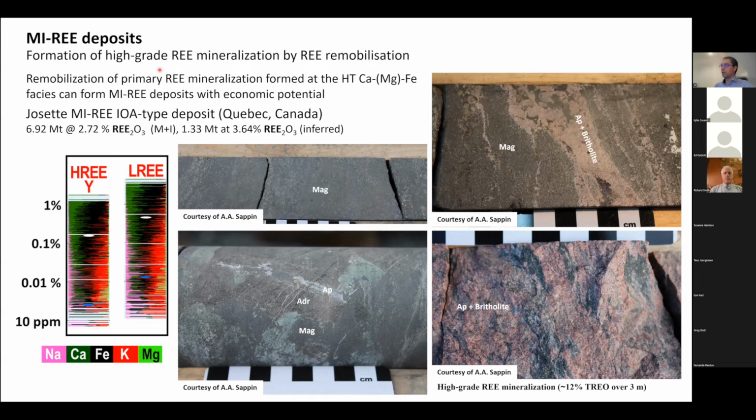Also importantly, in order to have a good predictor for rare earths in the system, there should be areas of potassic alteration. They may not have to be directly associated with the zones of high temperature calcic iron alteration. They might be spatially adjacent, but it's good to have a little bit of potassium. This would be a good sign that rare earth mineralization could be present in association with iron oxide apatite. And then if there is remobilization of that, high-grade rare earth mineralization can be formed.